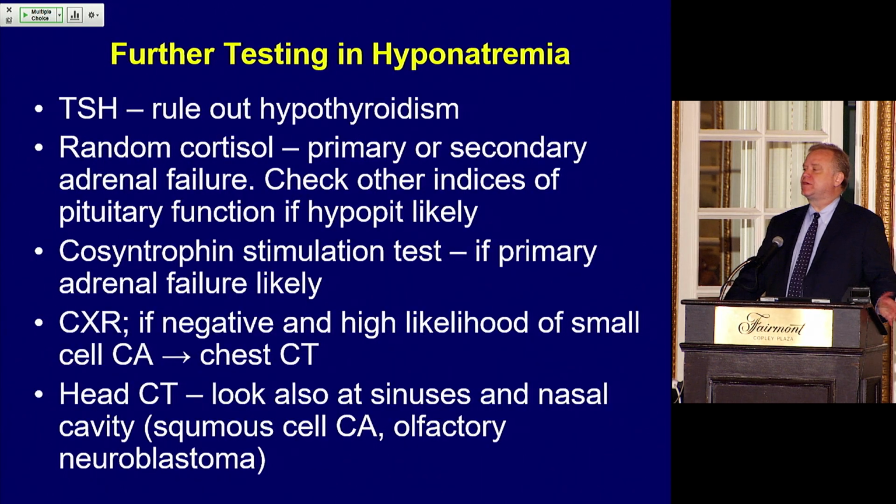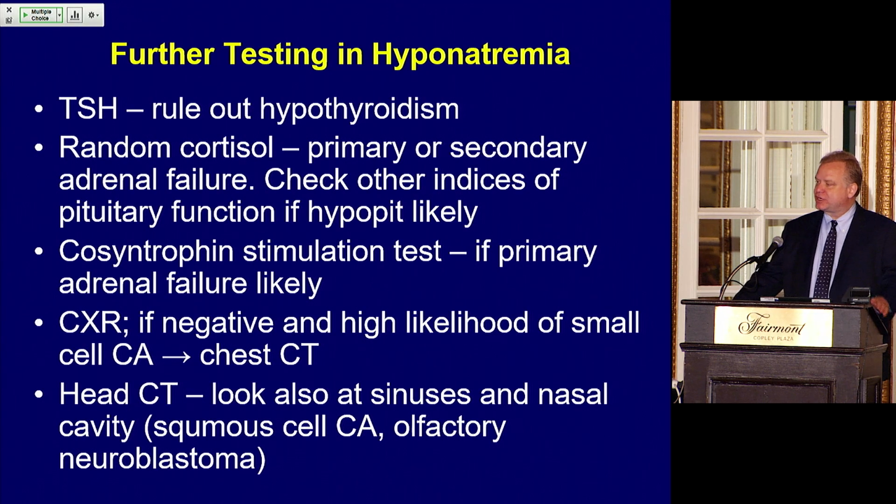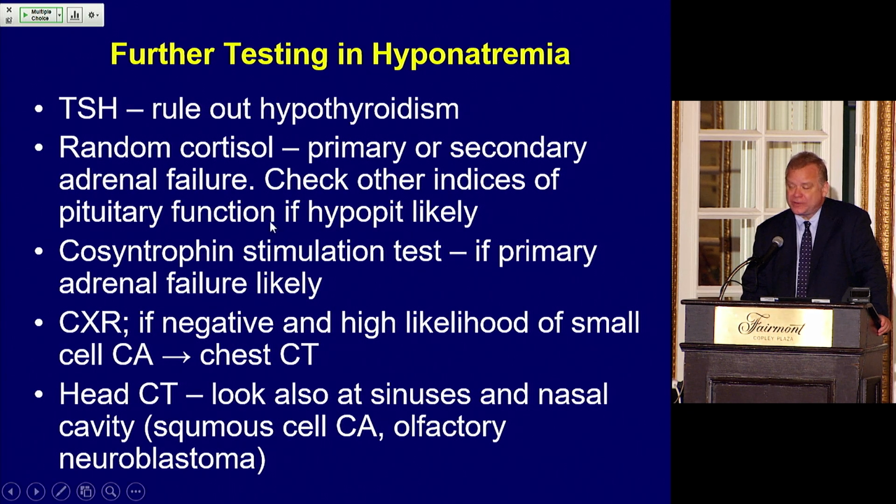So back to the evaluation of hyponatremia. Further testing, I think we always check a TSH, although really it's only in the extremes of hypothyroidism that you see pure hyponatremia due to hypothyroidism. Random cortisol is important to look for primary or secondary adrenal failure. We'll talk about secondary adrenal failure in a minute. Also check on other indices of pituitary function if hypopituitarism is likely. If you think that primary adrenal failure is likely, you may do a cosyntropin stimulation test.